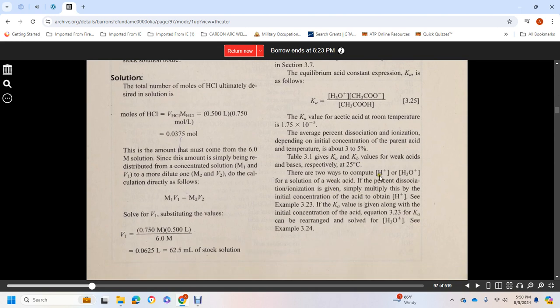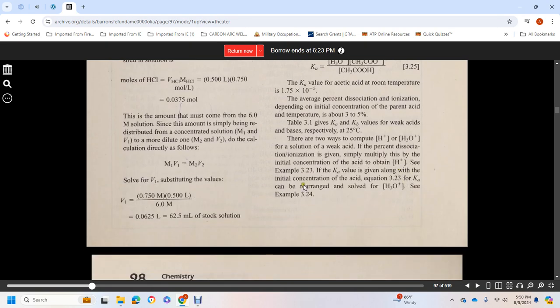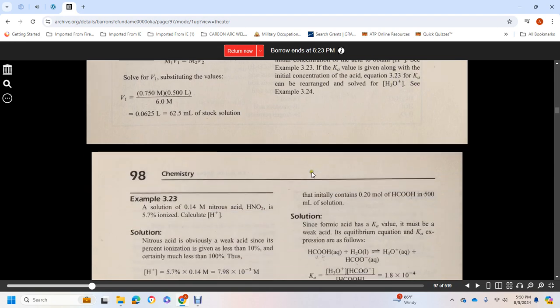There are two ways to compute the hydrogen ion concentration, H3O+, in a weak acid solution. The percent dissociation is given, so simply multiply it by the initial concentration of the acid to get the hydrogen ion concentration. Or the Ka value is given along with the initial concentration of the acid, so the Ka expression can be rearranged and solved for H3O+. So, the example.